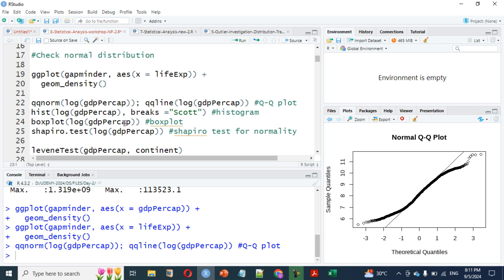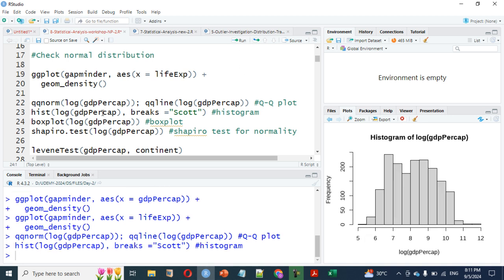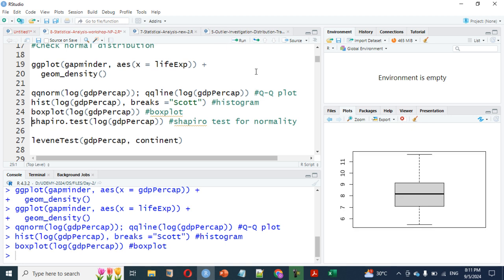So if you look at the histogram, when we log the histogram, it is a little bit closer, but not exactly. Look at the box plot. The box plot is okay, even though it's skewed here, but it's okay. But we cannot conclude. You can see that our QQ plot is not okay, our density is not okay, even though the box plots look a little bit okay.